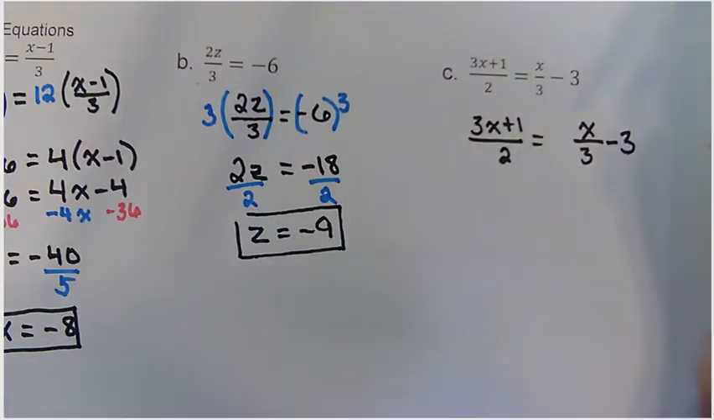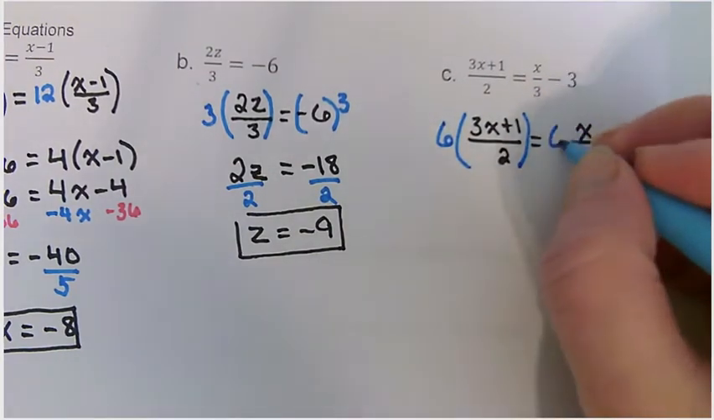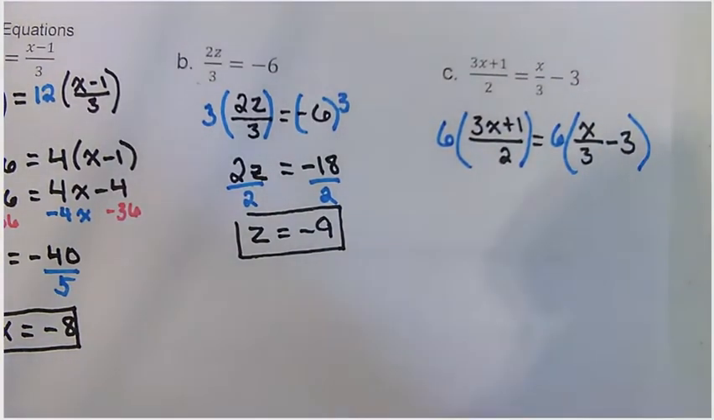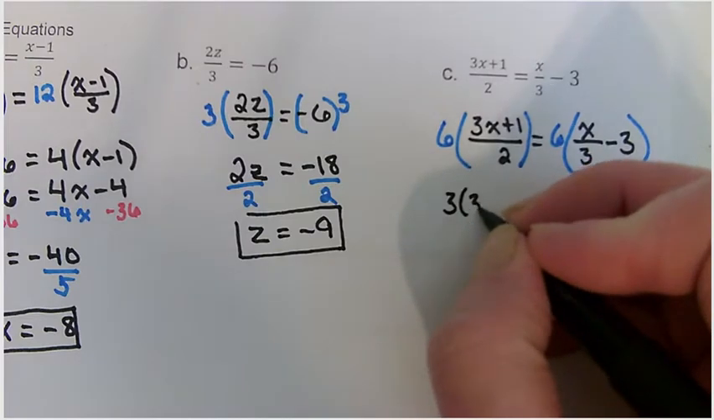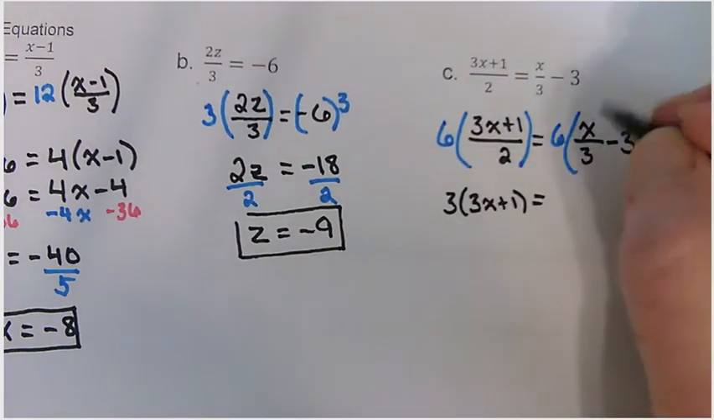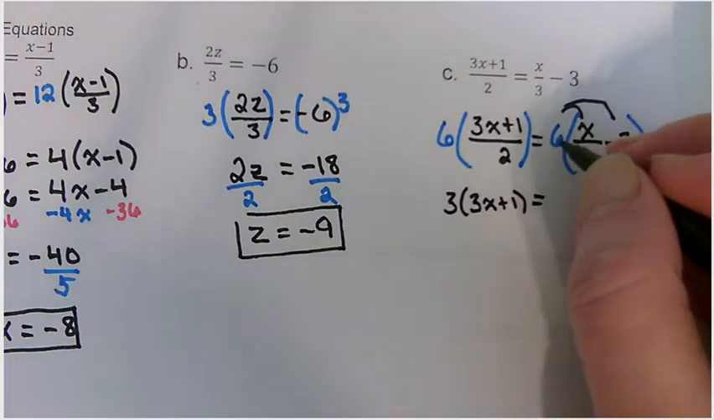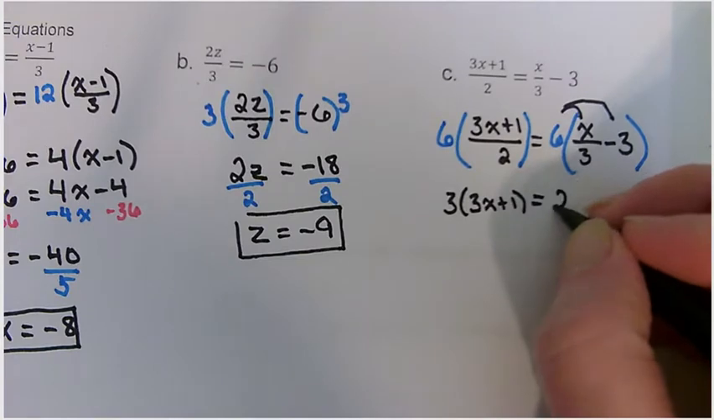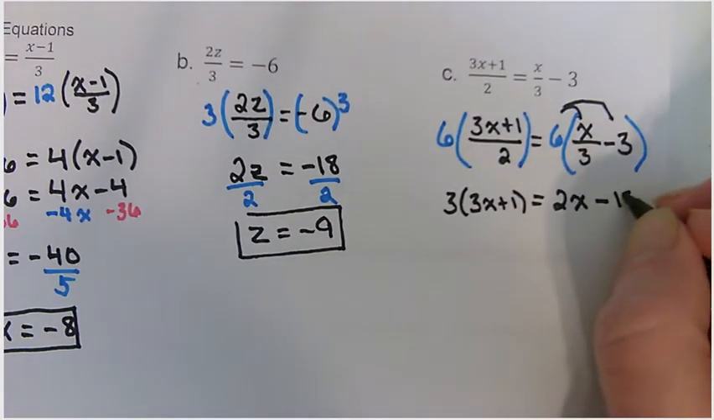So I'm going to multiply both sides of the equation by 6. 2 goes into 6 3 times, but I'm going to have to multiply that 3 times all of that numerator. Over here, this is going to have to distribute. So 3 goes into 6 2 times. 2 times x is 2x. Minus 6 times 3 is 18.